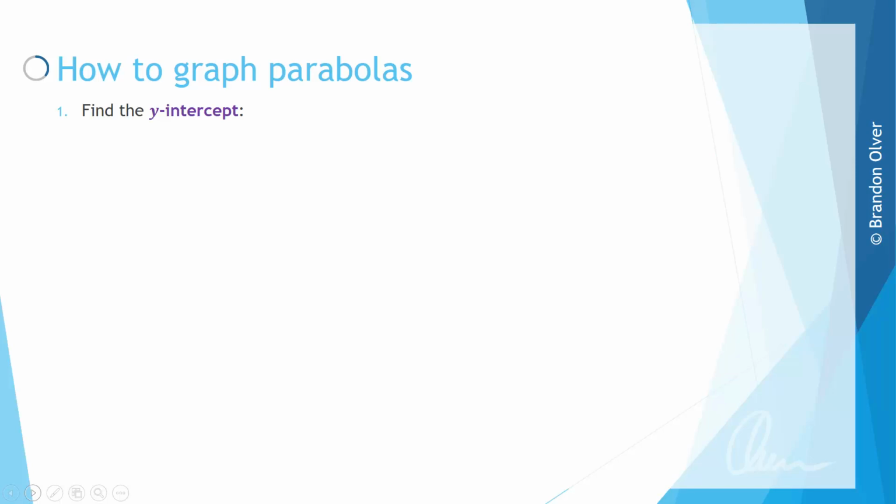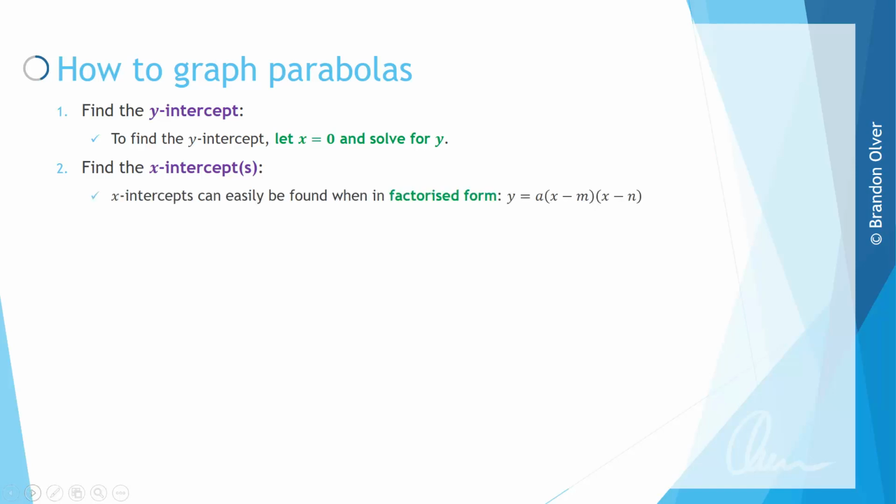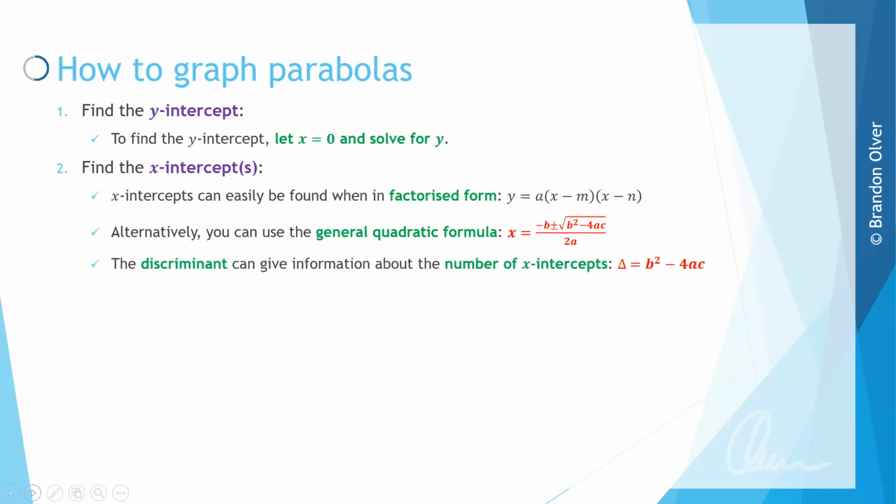Usually you'd start off by finding the y-intercept. It's one of the easier things to find, and to do that, you let x equals 0 and solve for y. Then you might move on to finding the x-intercepts, and for that you'd let y equals 0 and solve for x. That often involves factorising and using the null factor law, or you might choose to use the general quadratic formula, or you could undo the completed square or turning point form of an equation. The discriminant can give useful information about the number of x-intercepts to expect.